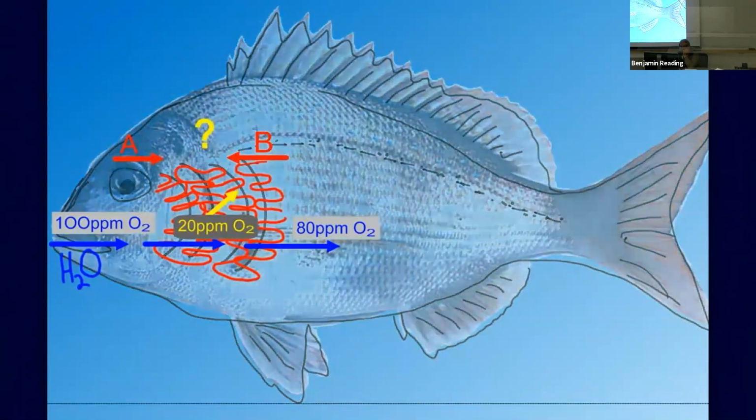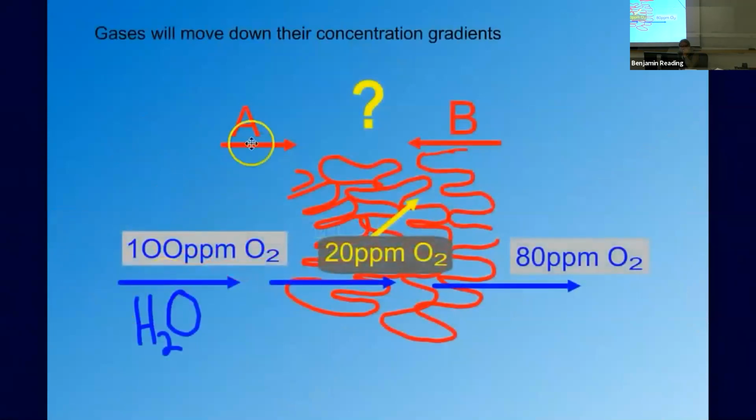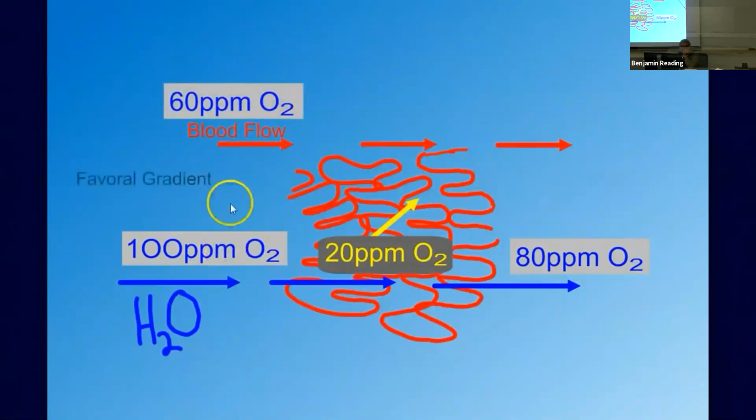So let's isolate this system from our fish, move the fish out of the way, and zoom in and get a little closer. Now one of the things we have to know is that gases tend to move down their concentration gradient. So if we bring our blood in this direction, choice A, and the blood's gone throughout the whole body, so by the time it reaches the gills, it's fairly oxygen poor. So I'm going to pick the number 60 parts per million. So as the blood and the water meet each other, there's a favorable gradient which allows the oxygen to move and diffuse out of the water into the blood.